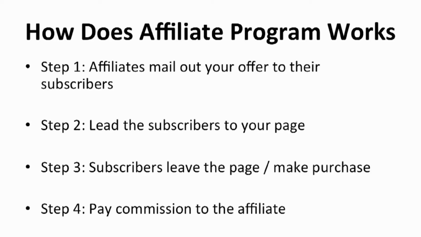I will now show you step by step how the whole affiliate process works. First things first, after the affiliates have their request approved by you, they will then mail out your offer to their subscribers. You can prepare swipe emails and other promotional tools for them to mail out. I will talk about the promotional tools later in this chapter. Next, the subscribers will then click on the link and be directed to your store. The first scenario is the subscriber does not make a purchase and leaves your store. In this case, you don't need to pay the affiliate. The second scenario is the subscriber makes a purchase. In this case, you will then pay a commission to the affiliate.